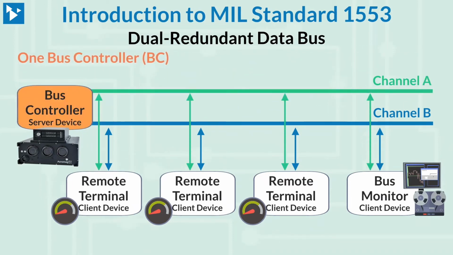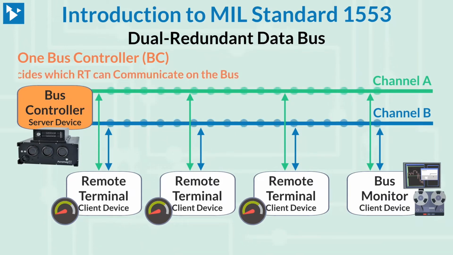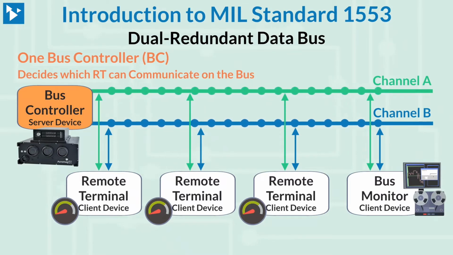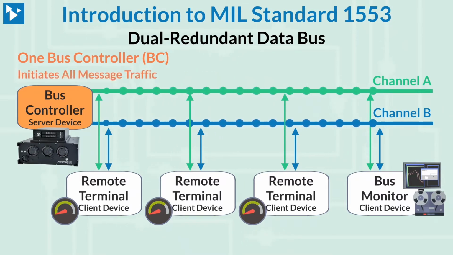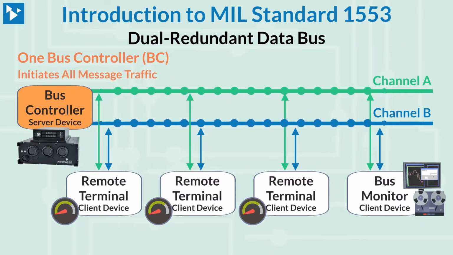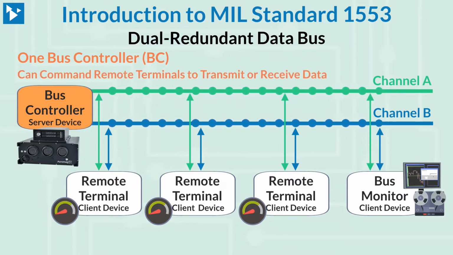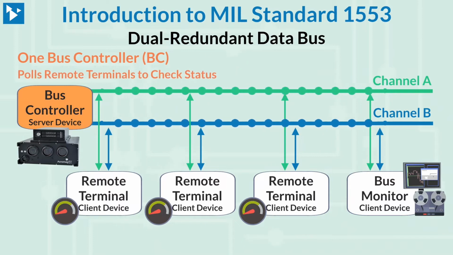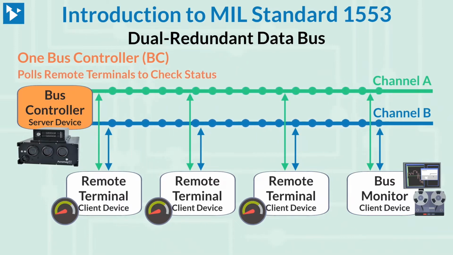There is only one bus controller in a 1553 bus. As its name indicates, the bus controller controls which remote terminal can communicate on the bus. The bus controller also initiates all message traffic, and it can command remote terminals to transmit or receive data, as well as poll remote terminals to check status.